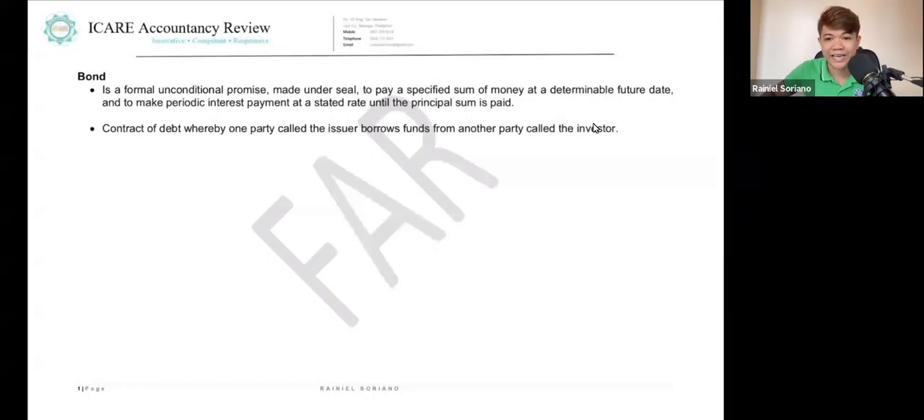Okay? So instead, what we'll do is we will discuss both the side of the investor and the side of the corporation. So before we begin, let's first define what is a bond.